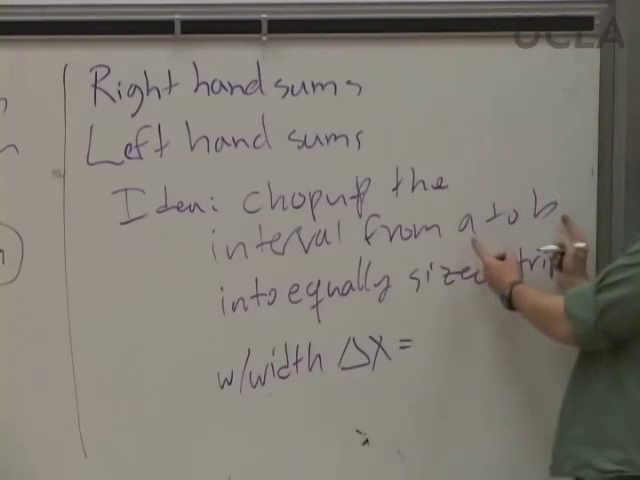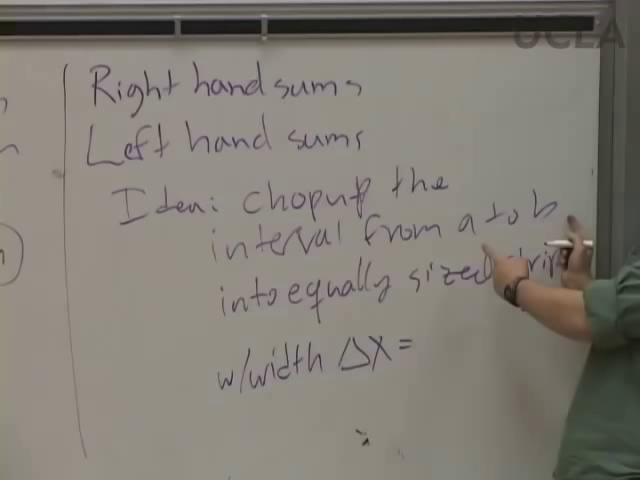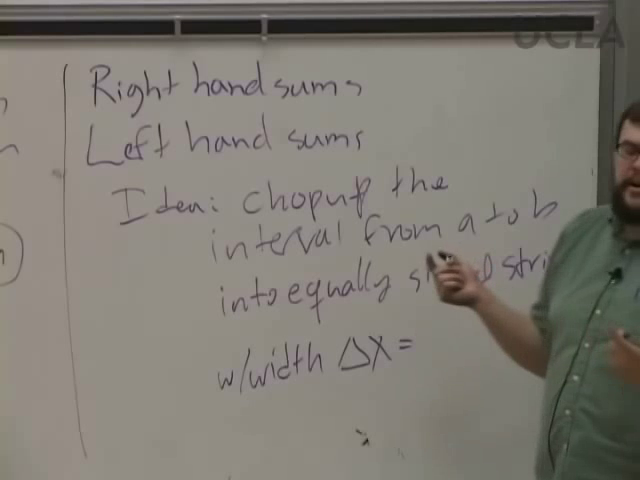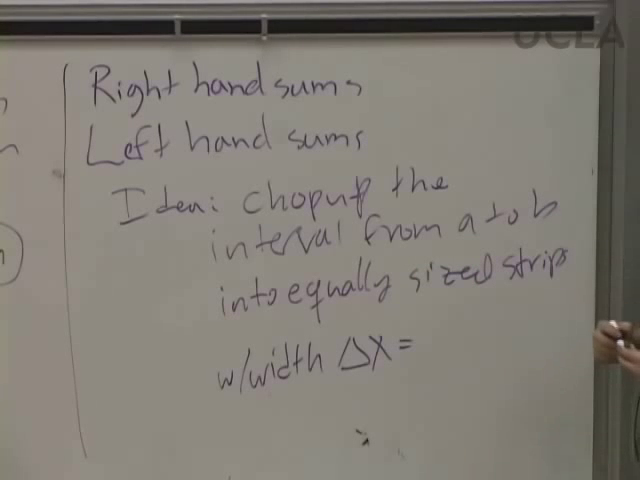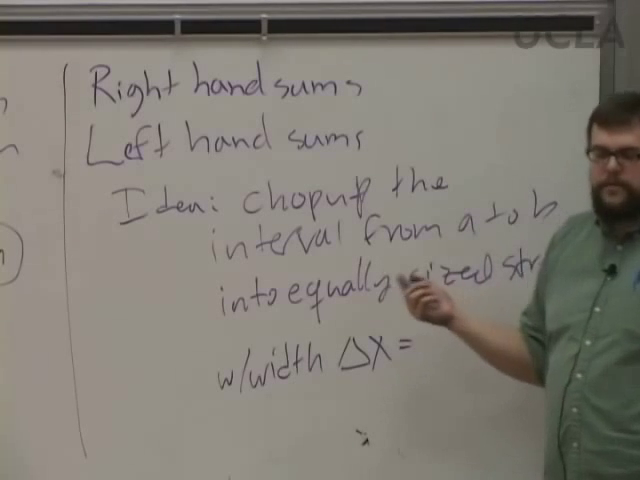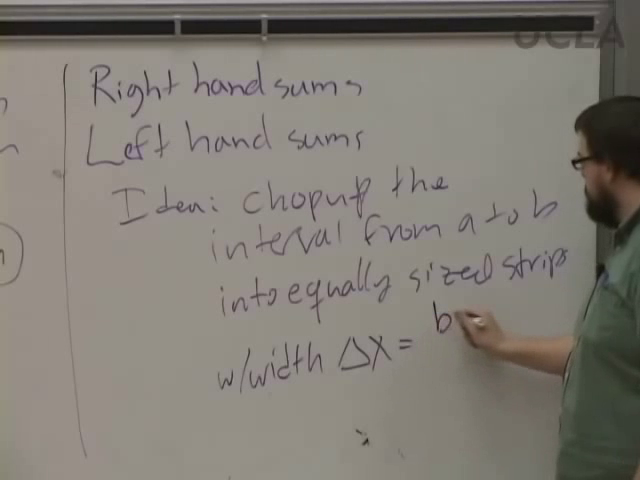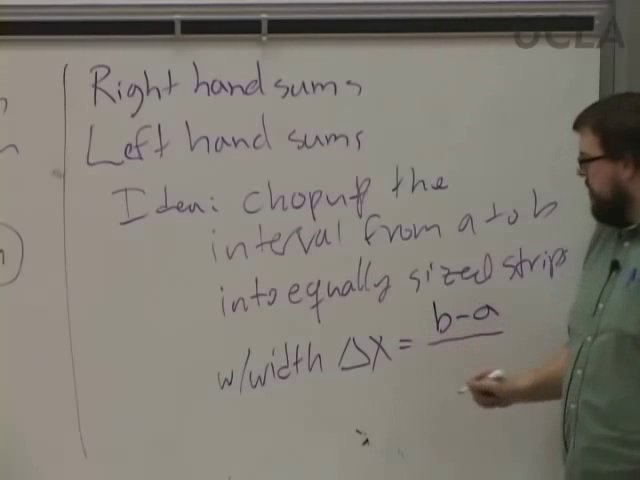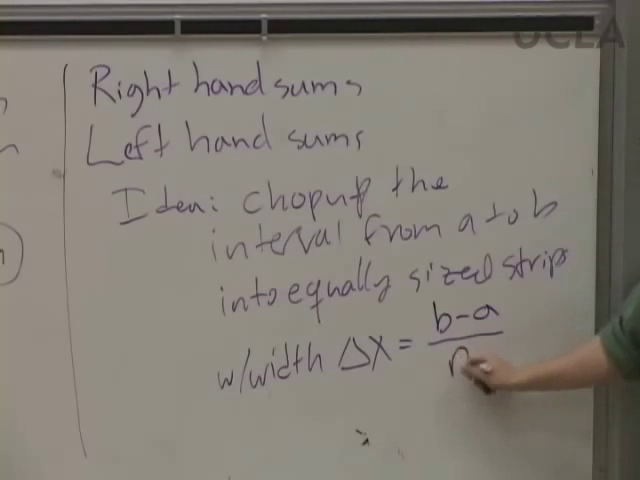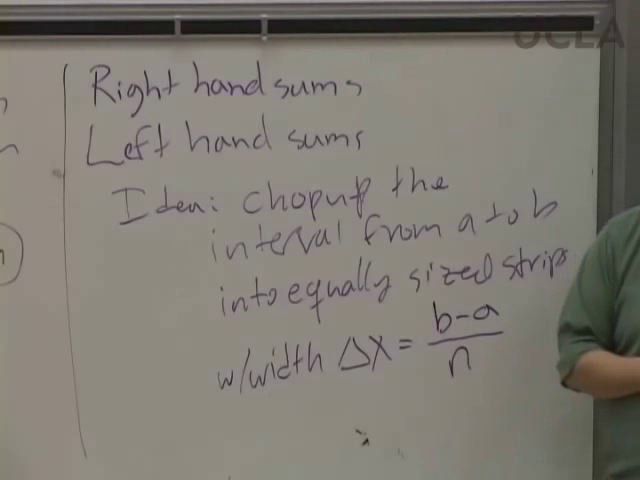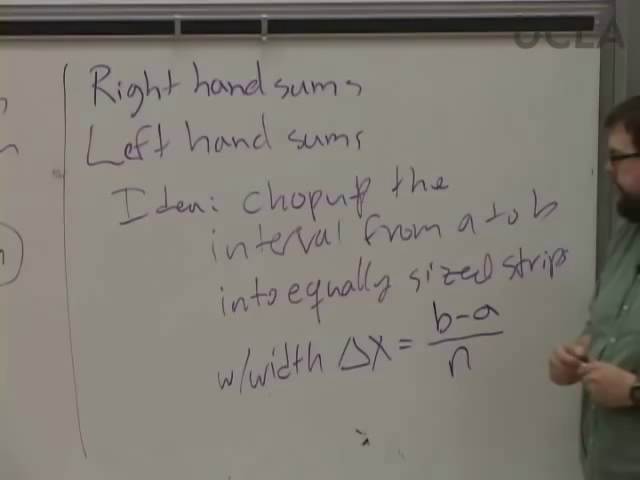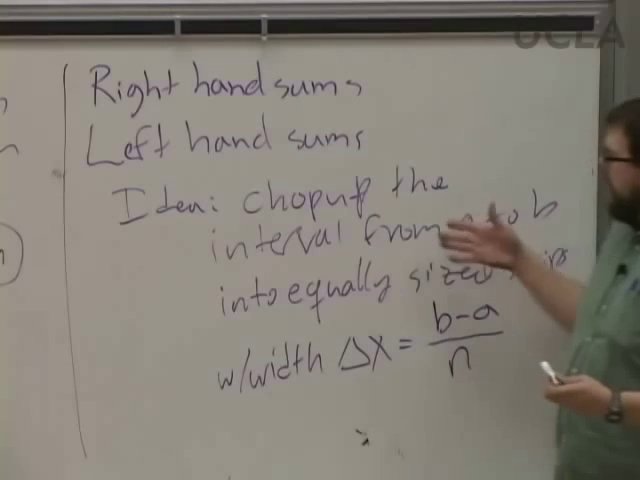Well, what's the total distance from A to B? For instance, if I go from 1 to 4, how far do I go? If I go from 1 to 4, I go 3. And the way you find it is you just take the high minus the low. So the width will be b minus a, the distance, divided by how many pieces you chop it up into. B minus a over n. Now that's just saying how we split up the interval.